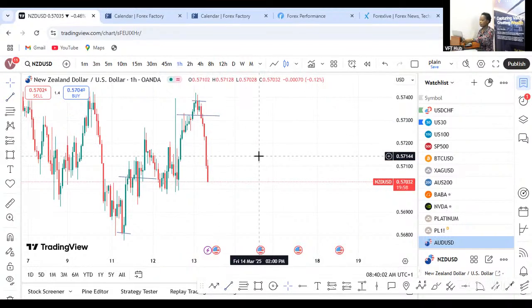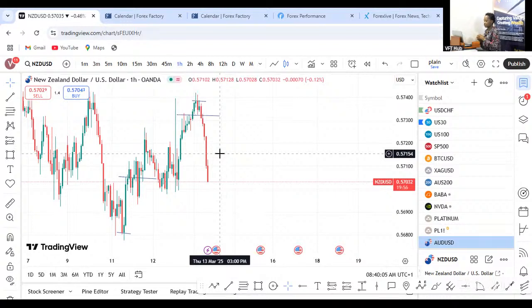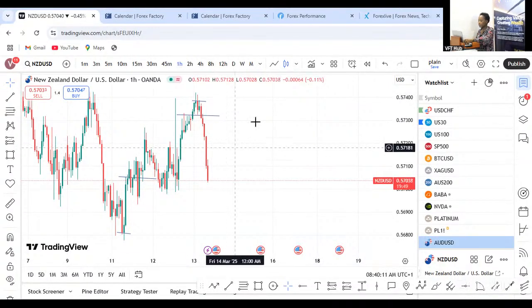Confirm entries on the 5 minutes and then take that position. All right, so I believe our stance on AUD and NZDUSD are pretty clear. If not, let me know and we'll do a quick recap.